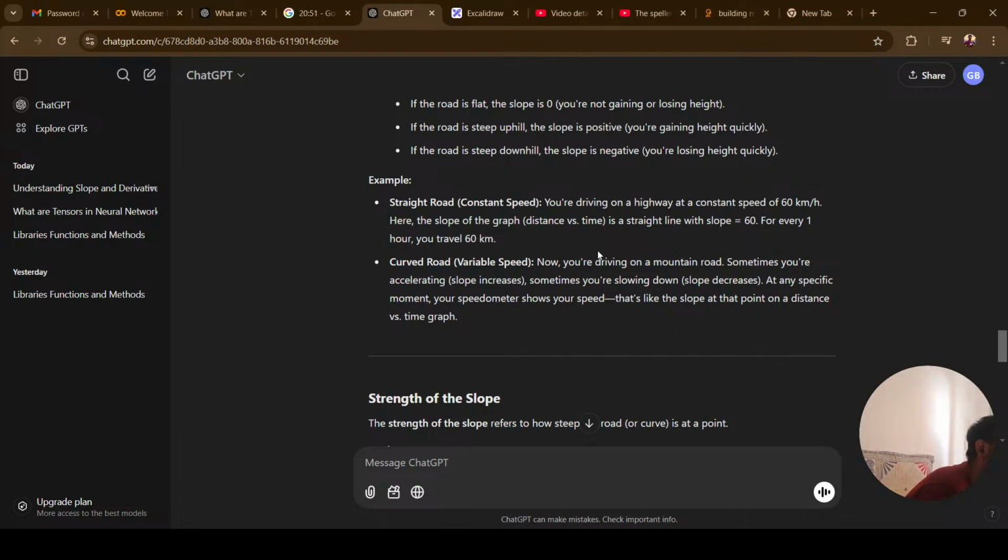Curved road. Now you are driving on a mountain road. Sometimes you are accelerating, so the slope increases. Sometimes you are slowing down, so the slope decreases. At any specific moment, your speedometer shows your speed. That's like the slope at that point on the distance versus time graph. At any specific moment, okay, so sometimes you are accelerating. Yeah, bro.